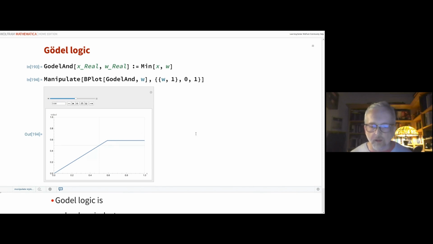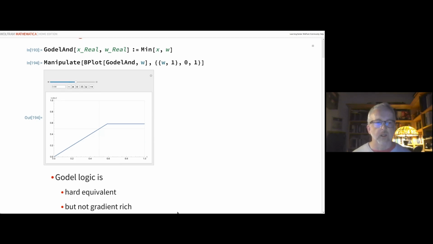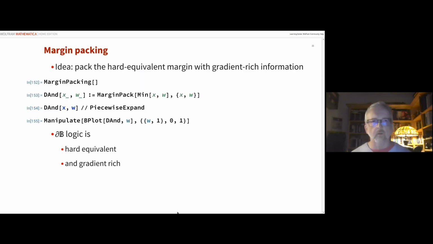And that means there's no gradient, and it means we can only backpropagate error through one of its inputs. And that's actually bad for learning. That's bad for backpropagation. So Gödel logic is hard equivalent, but it isn't gradient rich. So that is a problem; that won't work for learning either. So we want DB nets to be composed of differentiable relaxations of logical operators that are both hard equivalent and gradient rich. So can we have our cake and eat it?